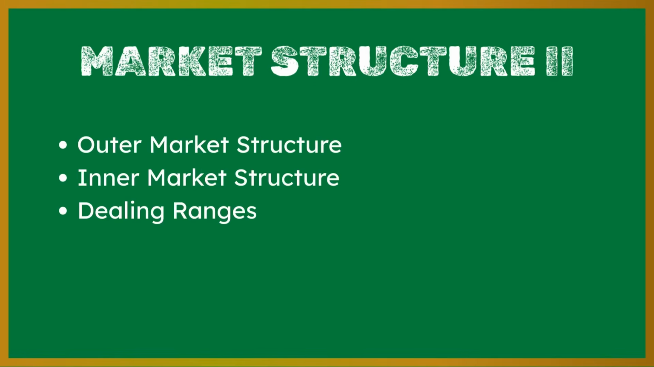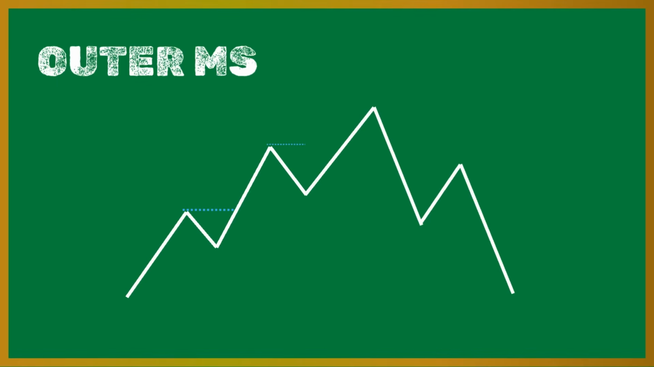Today, we're talking about market structure once again. To continue in this topic, we're going to separate it into three parts: outer market structure, inner market structure, and dealing ranges. When we talk about outer market structure, like in the previous video that I made before, we're talking about the major swing highs and major swing lows, the breakout structures, and the changing structure.